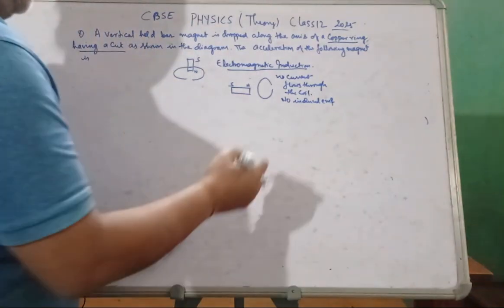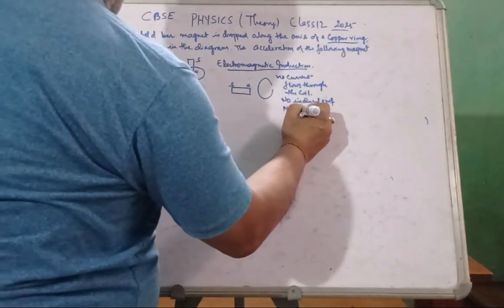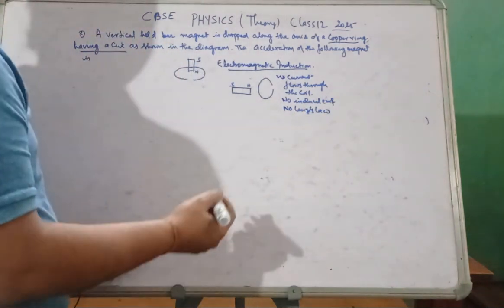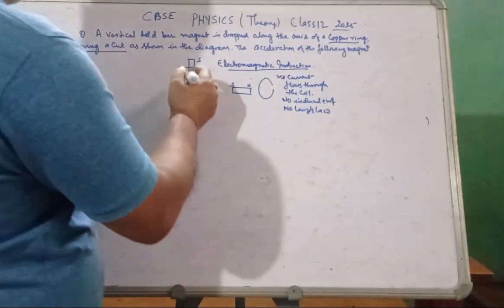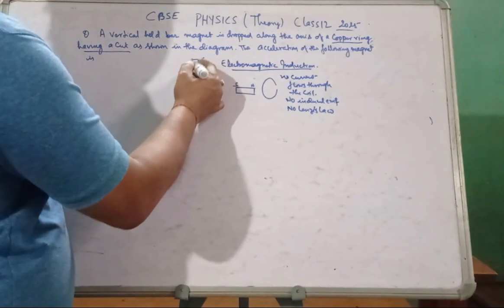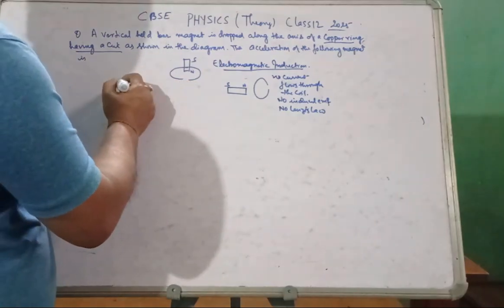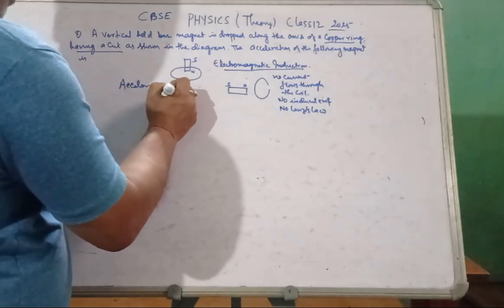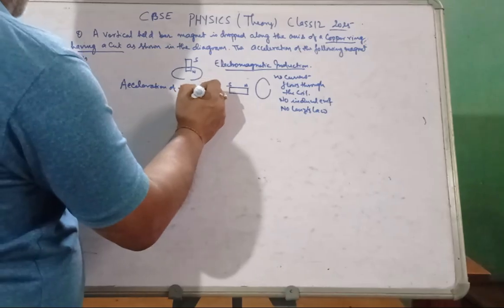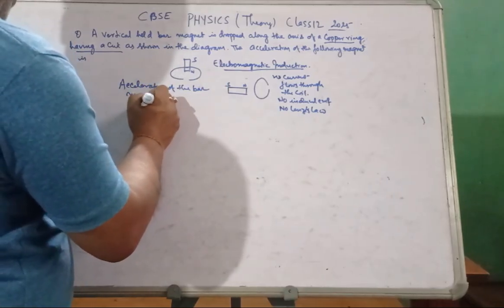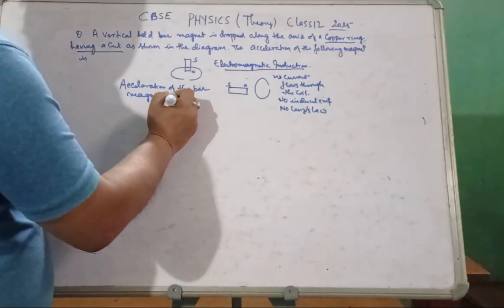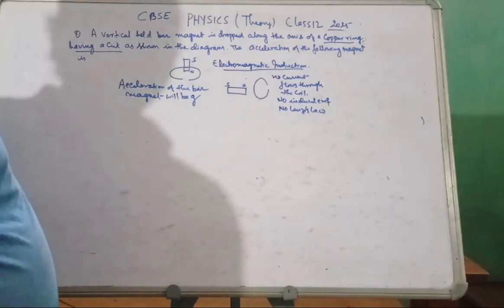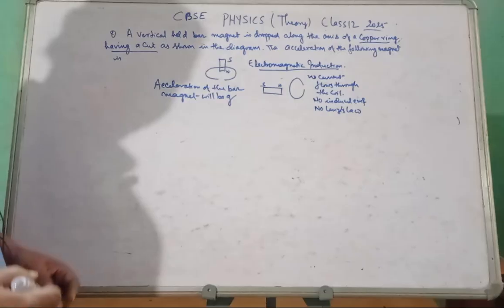That means there is no Lenz's law, so there is no opposing force. So the acceleration of the bar magnet will be g. So the acceleration of the bar magnet will be g.